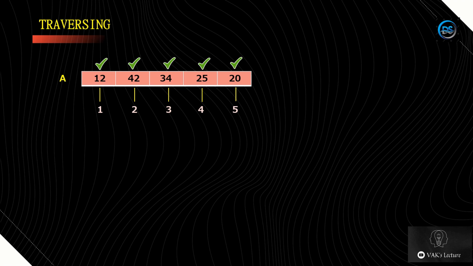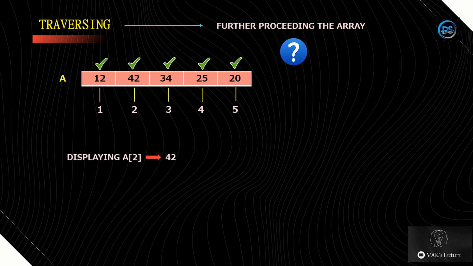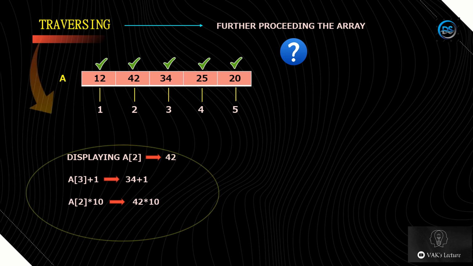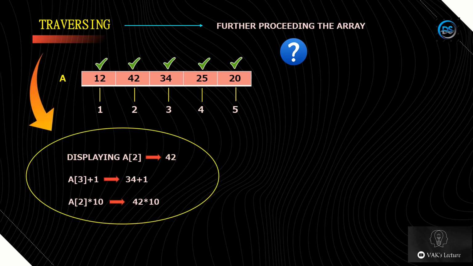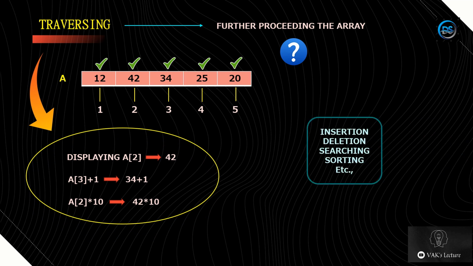Why are we accessing the elements? By traversing, we can further process the array. How can this be done? Suppose you want to display an element of an array, or add 1 to a particular element, or multiply a particular element by some number. If you want to do operations like these, then traversing is the common type of algorithm. And it plays an important role in all other operations like insertion, deletion, searching, sorting, etc.